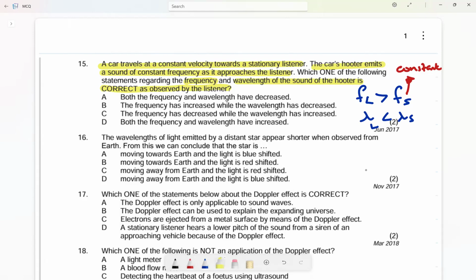So both frequency and wavelength have decreased? No, the frequency will increase, but the wavelength will decrease. The frequency has increased while the wavelength has decreased. Very correct, option B. The frequency has decreased? No. Both have increased? No. The most correct answer is B.